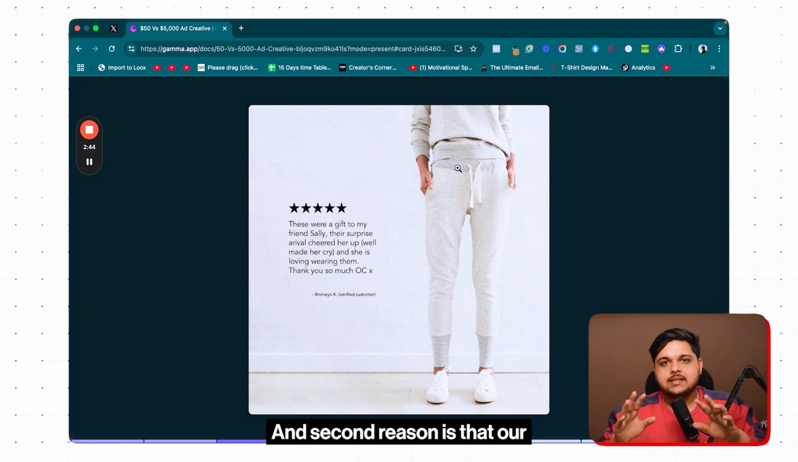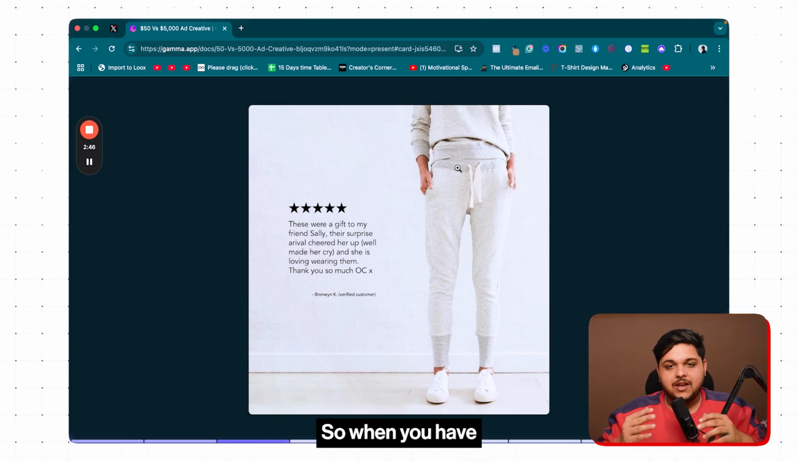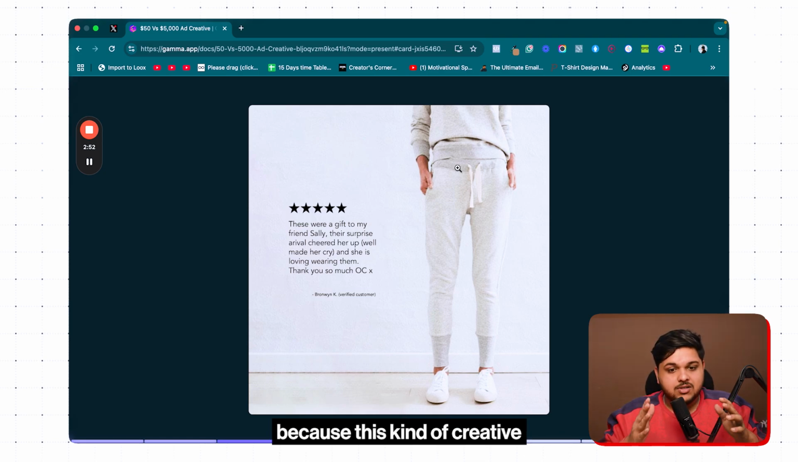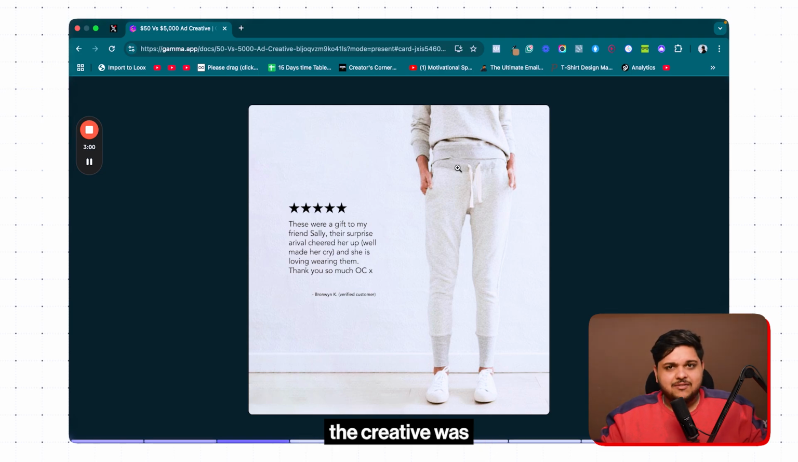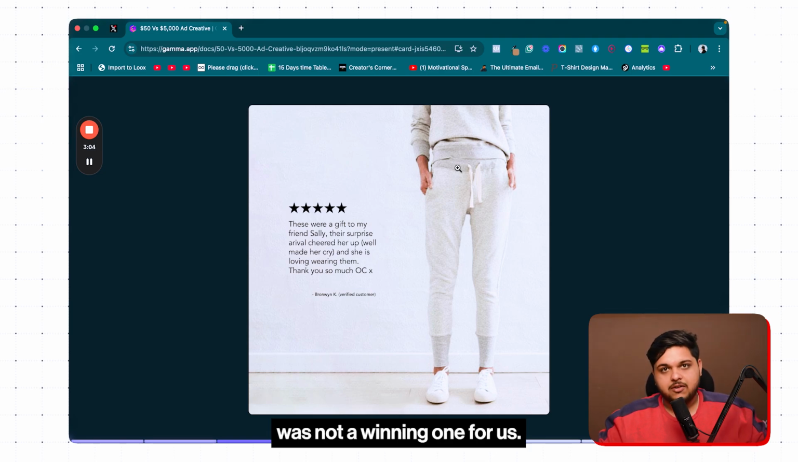And the second reason is that our ad account was new. So when you have a new ad account, you don't have that much data to target middle of the funnel or bottom of the funnel audience, because this kind of creative is to target those kinds of audience. And that is another reason why this creative didn't take that much amount of spend. And to be very honest, the creative was not visually appealing. So I was not surprised when this creative was not a winning one for us.